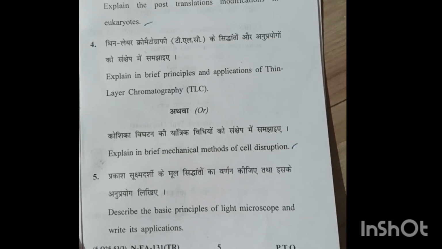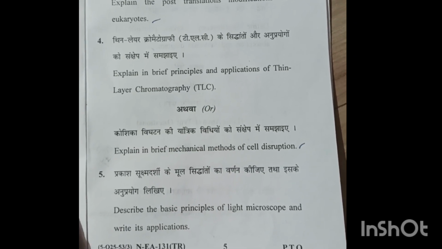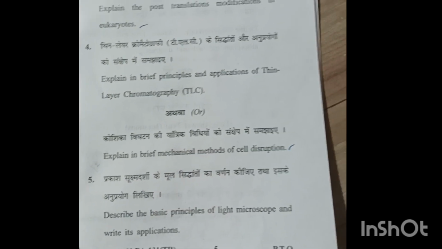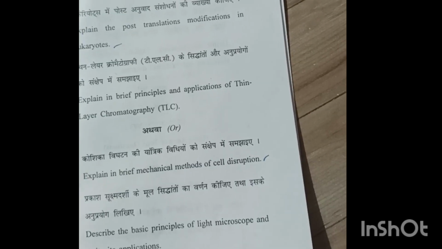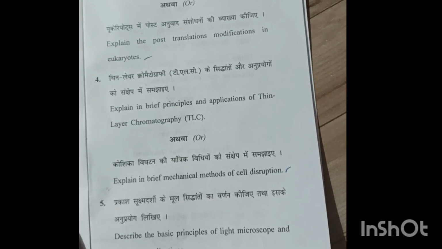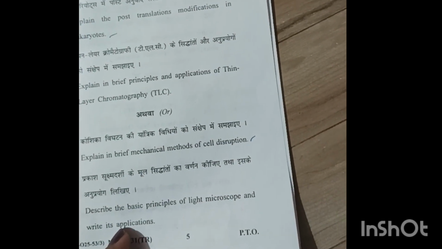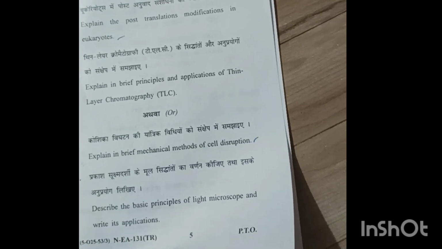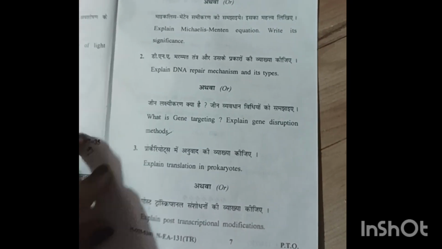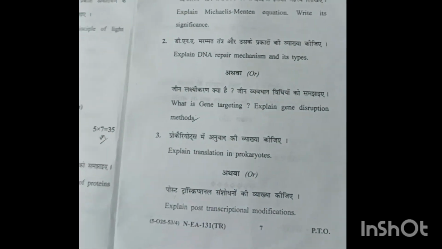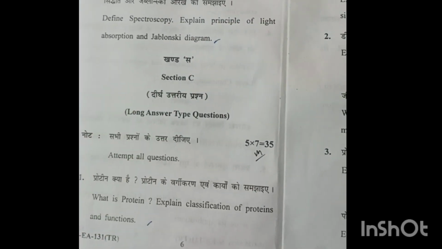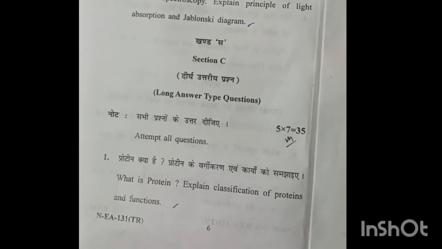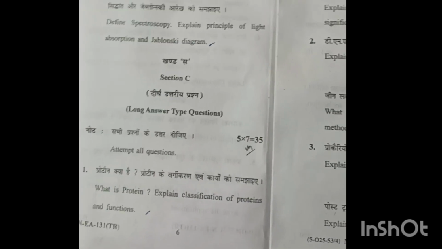The one that I chose was the mechanical method of cell disruption. Over here you can include the centrifugation and explain the complete process, so it's easier that way. Then the next question 5 had basic principles of light microscope and its applications. I didn't write it because I didn't have much content on this, because light microscope has only a little content, and drawing the diagram of that microscope would have been very difficult and time consuming. So I chose spectroscopy and Jablonski's diagram because it was very direct and had a lot of content.